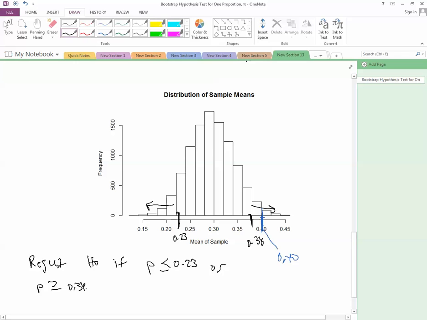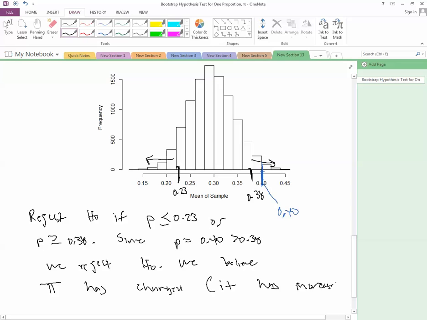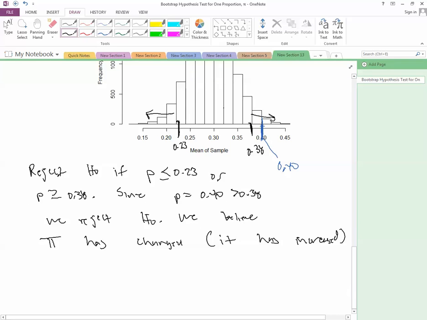Since p is equal to 0.40, which is bigger than 0.38, we reject H naught. We believe that pi has changed. Well, how has it changed? It has increased. That's what we believe, right? Based on where it falls. It's much higher than we would expect if, in fact, the true proportion of people who go to a hospital for, what do we say, heart problems is, in fact, 30%.